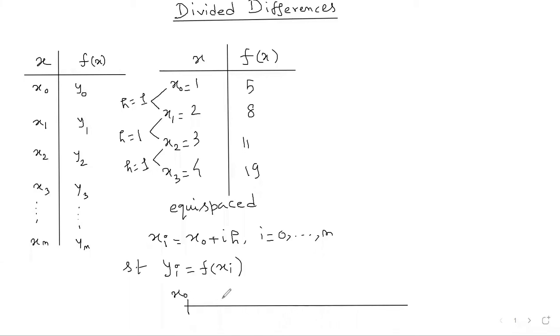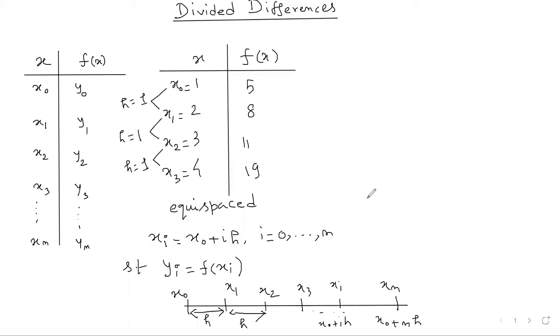That means between x0 and x1, there is a constant difference, that is h. x2 is situated 2h distance apart from x0 and h distance apart from x1. Similarly, we can proceed and write xn as x0 plus nh. So the ith position is ih distance apart from x0. So xi is equal to x0 plus ih. This is called an equally spaced data set.